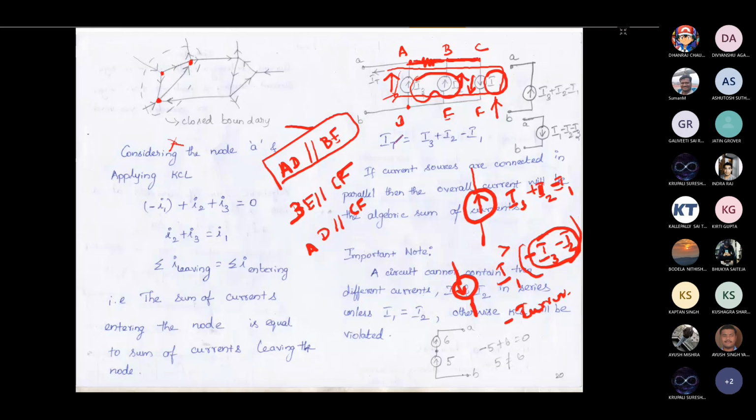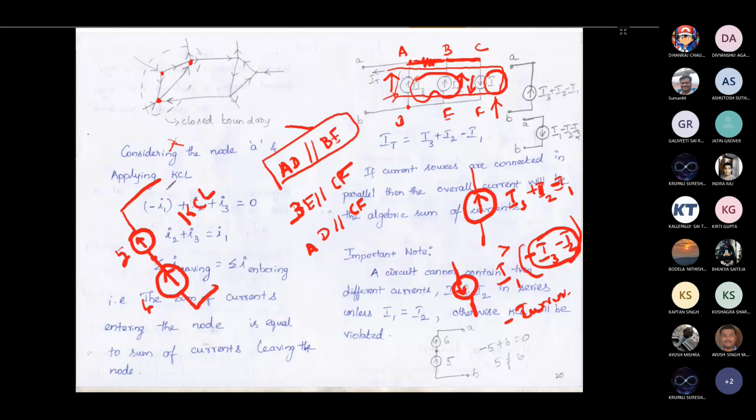Okay, here again I repeat, the current sources can be in parallel, but you cannot connect any two current sources in series. Actually, you are not supposed to connect them. I will say later why. If you are connecting two current sources like this, let's say this is 5 ampere and this is 6 ampere, in this case this will violate KCL at this node.